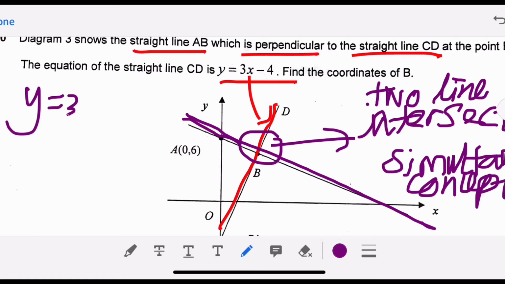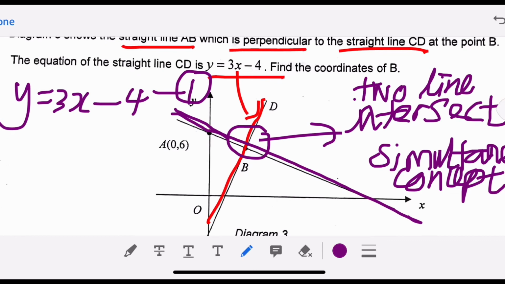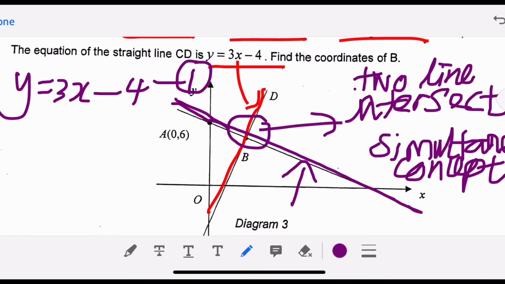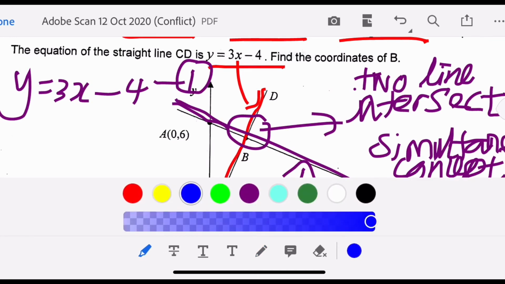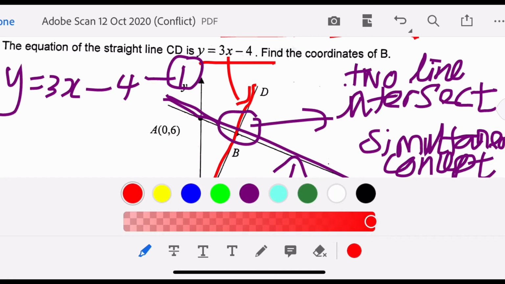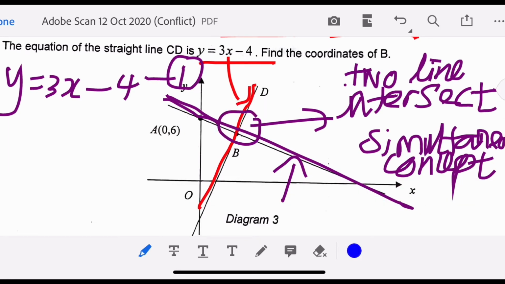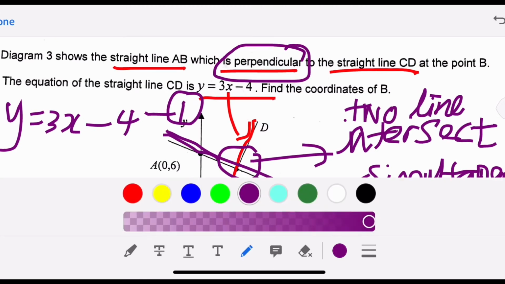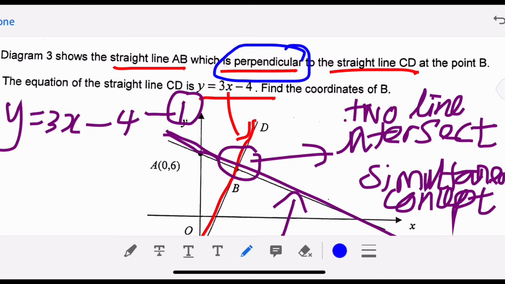Since you already got one equation, you can read out the gradient, isn't it? So the gradient is 3. Remember perpendicular: m1 times m2 equals negative 1. From there, you can get m2, which is the gradient of the purple line. If they give you one equation, you can get the gradient from it because it's already in gradient form, y equals mx plus c. That means m is 3. So for the red line, m is 3.